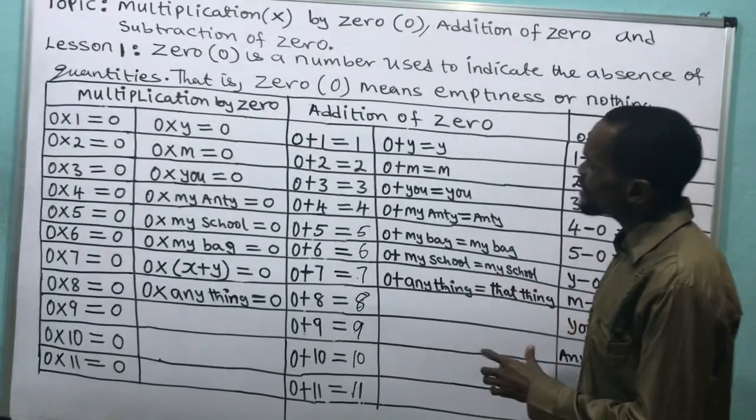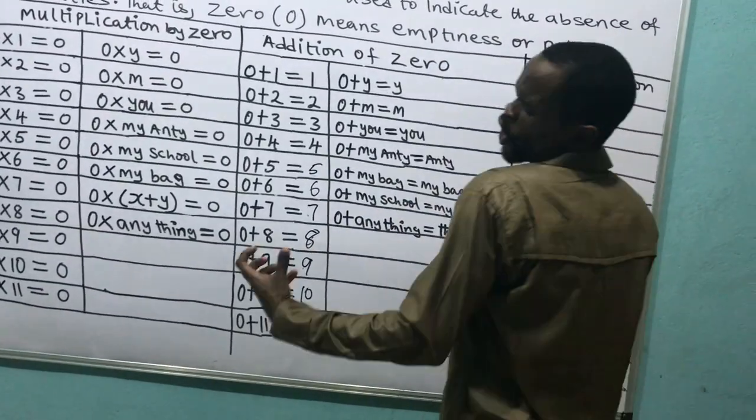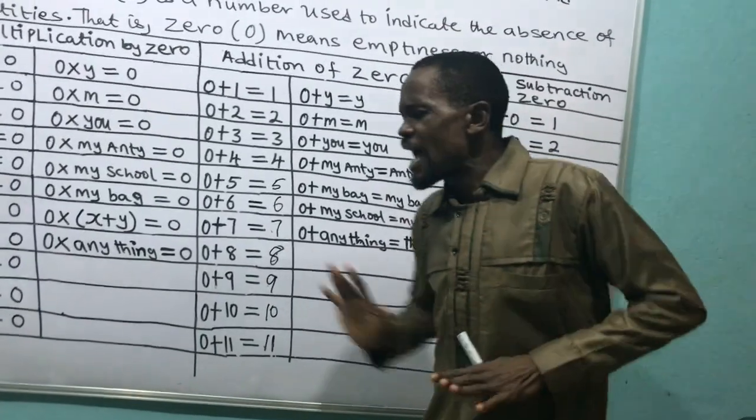So what we are saying is that whatever zero is being added to, the answer is that thing. Anything zero is being added to.